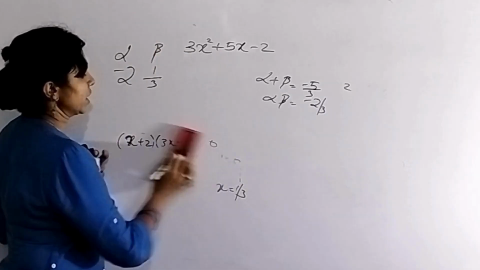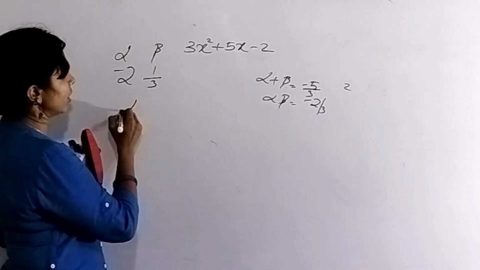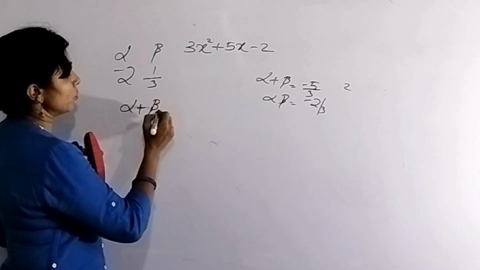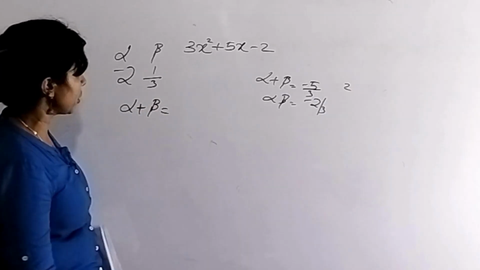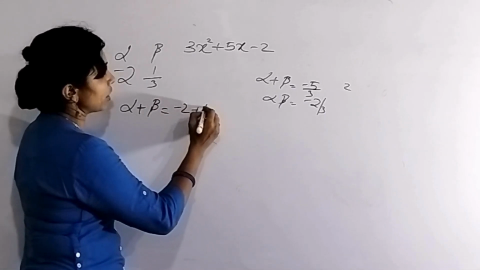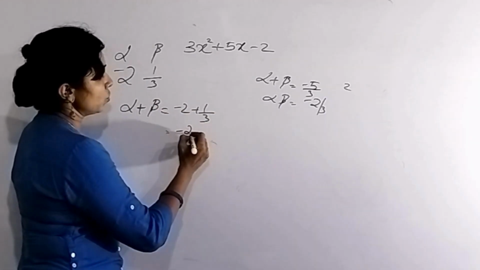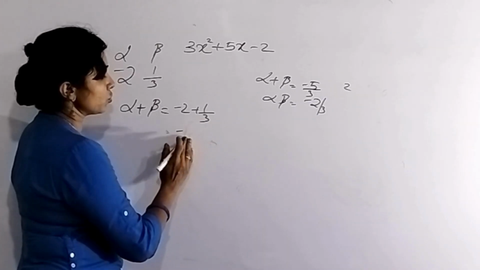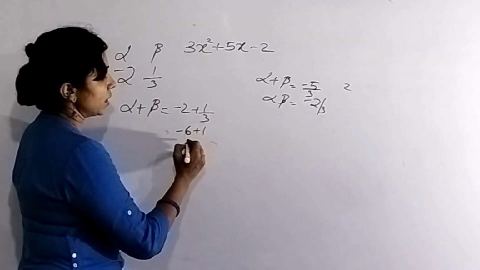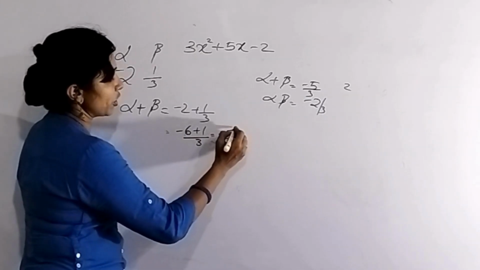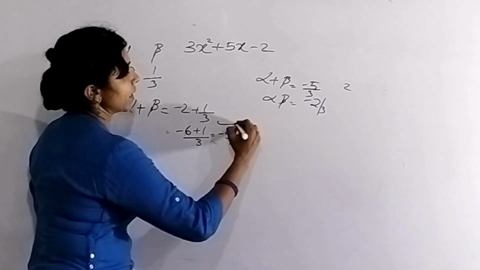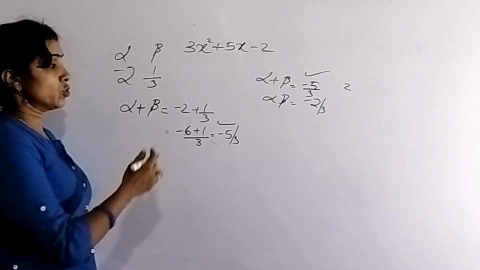Okay, so now check it. Alpha plus beta, what is it? Using the equation we get minus 5 by 3. So here minus 2 plus 1 by 3. So minus 2, here 3 is the LCM. So 2 into 3 is minus 6, plus 1, by 3. That is minus 5 by 3. Clear? Minus 5 by 3, okay. So these two are the same.